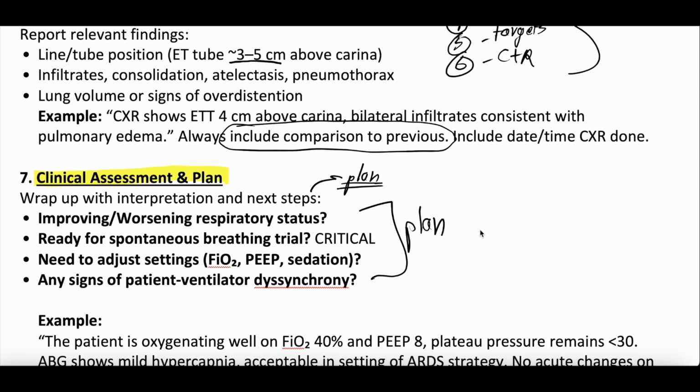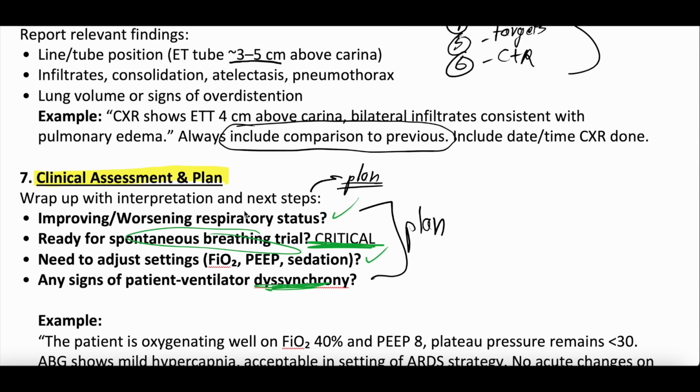If someone wanted to talk about the plan there, in our mind, it'd be a little bit out of order, but certainly you could. But the things you're kind of thinking about every day for every patient are: are they ready for a spontaneous breathing trial? This is absolutely critical. You should explicitly say yes or no, and if the answer is yes, they should get a spontaneous breathing trial. Obviously, are they improving or worsening? Do you need to adjust any of their ventilator settings? Any signs of patient-ventilator dyssynchrony is important to think about too, okay?